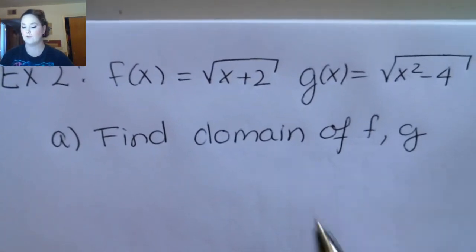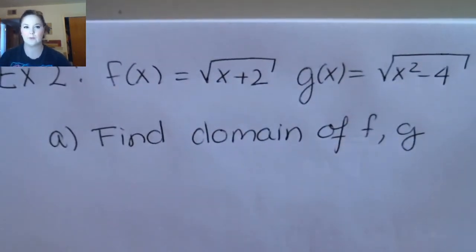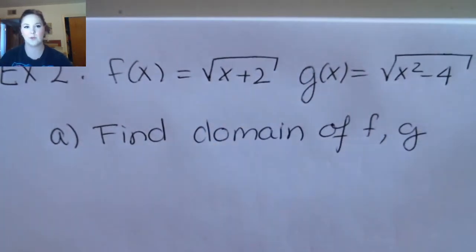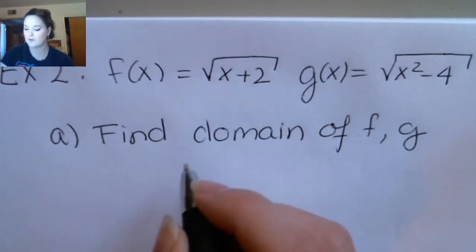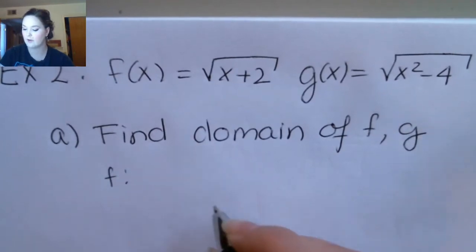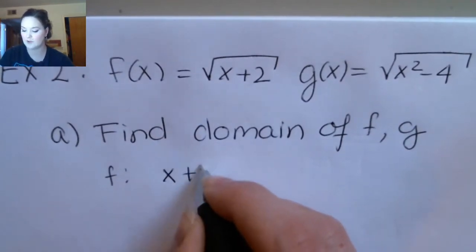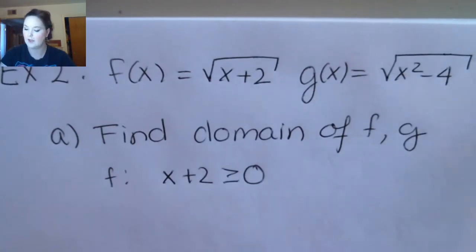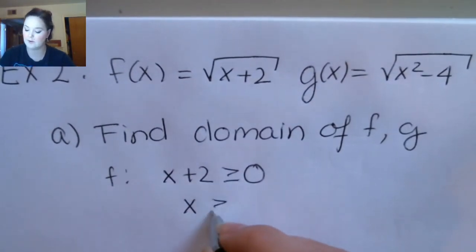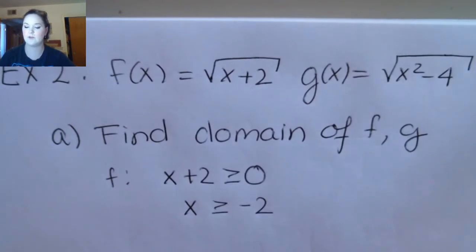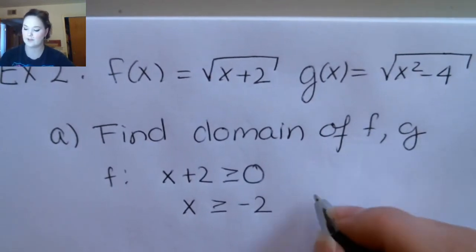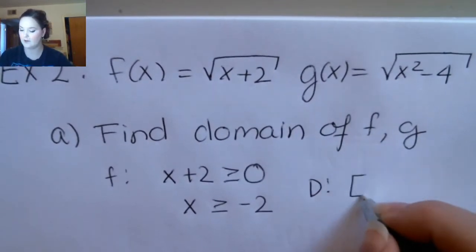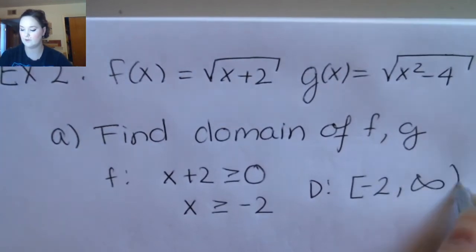Now, for each of these, we have a square root. So remember that you want the radicand, or the stuff inside the square root, to be greater than or equal to 0. So for f, that would mean that we want x plus 2 to be greater than or equal to 0, and that means that we want x to be greater than or equal to -2. So that's going to give us our domain being -2 to infinity.